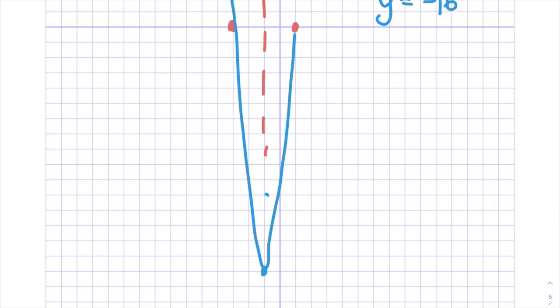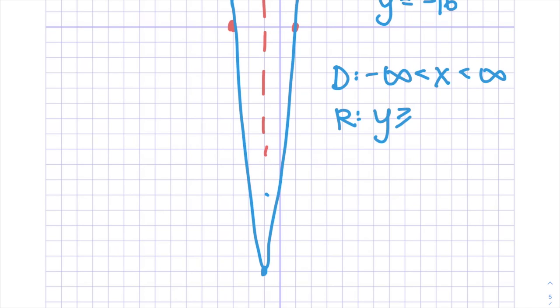Very skinny graph. Our domain is all real numbers. Our range, since it's going up, it's greater than or equal to that lowest point, which we just got was negative 16.